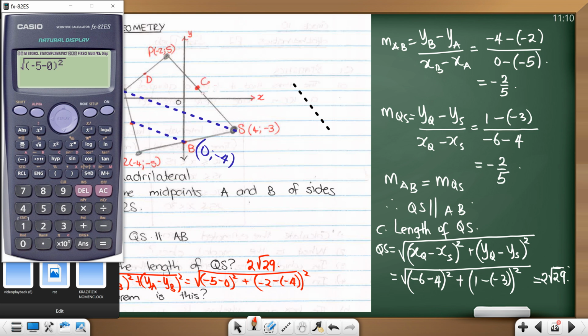What's next? It's a plus. Open a bracket. -2 minus. Open another bracket. You just type it the way it is. -4. But check, you must close that bracket. There are 2 brackets there. And then square. What's your answer? Root 20. It's as simple as that.